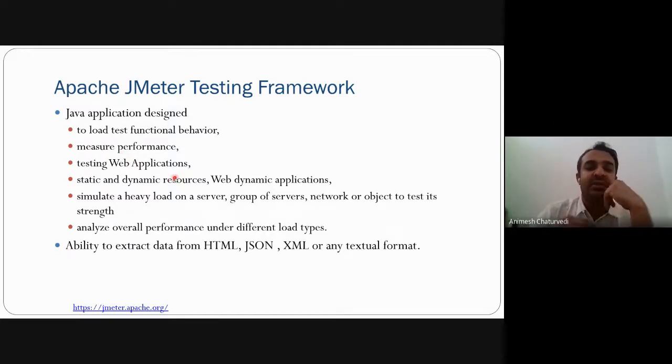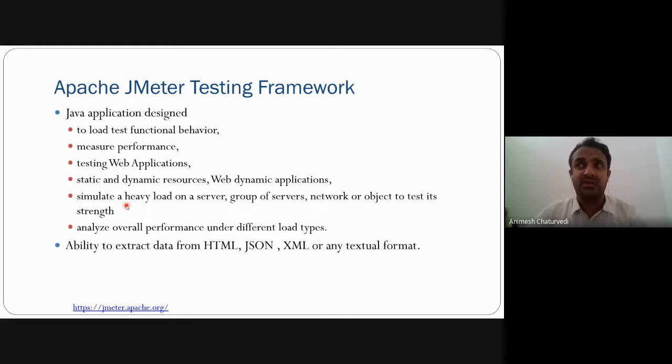It can test different types of web application. It could do static and dynamic web resource allocation for the web application. So all these things are being done with the help of the JMeter testing framework. You can similarly have a heavy load to measure how the server is able to handle the load. How can you simulate the heavy load? So it creates artificial thousands of clients. They are requesting your server.